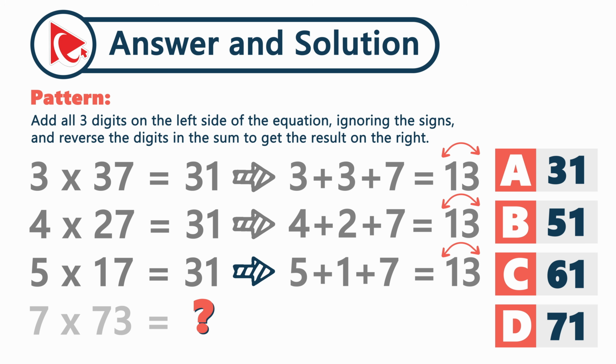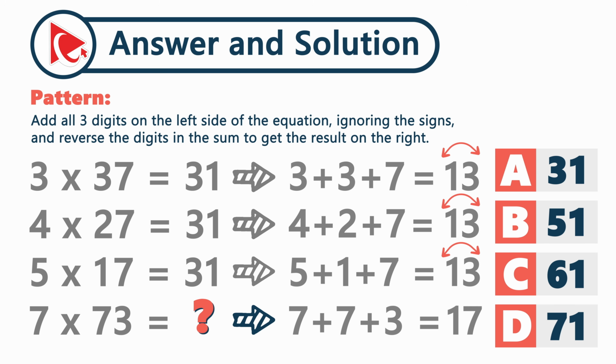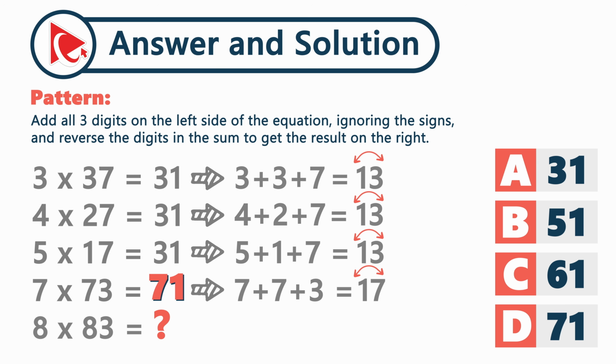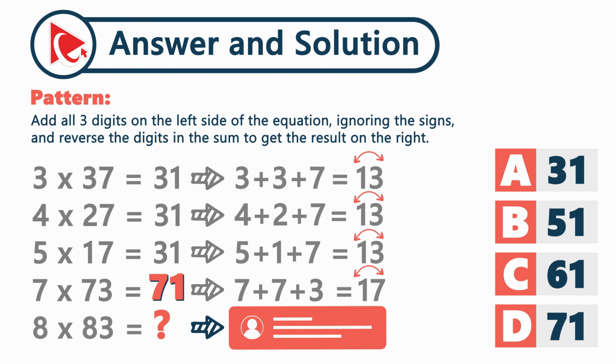And now it's the magic time to calculate the missing number. 7 multiplied by 37 equals 7 plus 3 plus 7 and equals 17. Reversed equals 71. But wait, let's make sure you know how to do it. Why don't you take the expression 8 by 83 and calculate the result? Post your answer in comments and I'll give you my feedback. Can you do it? Because the answer to this question is choice D, 71.